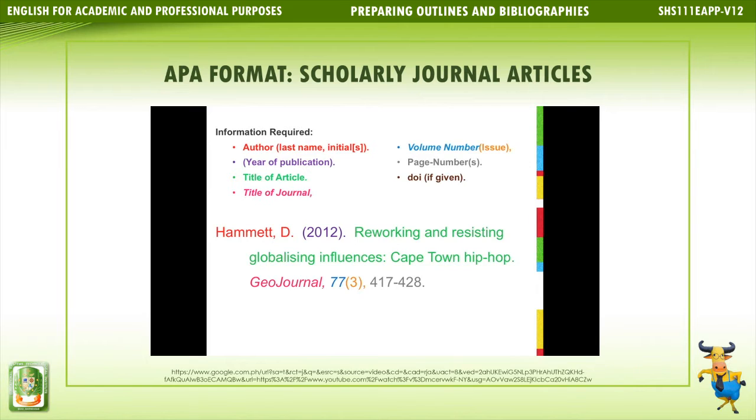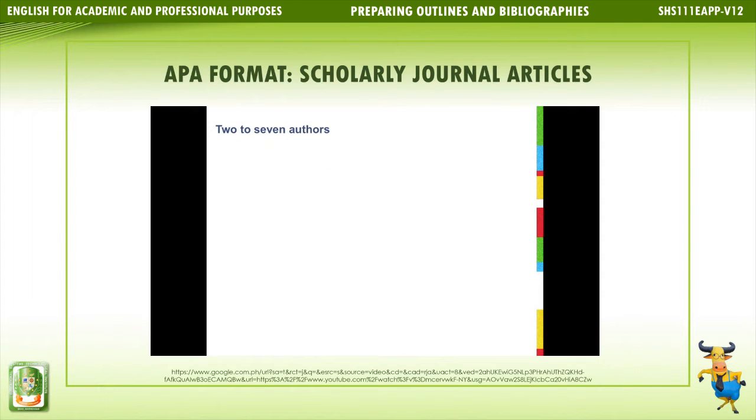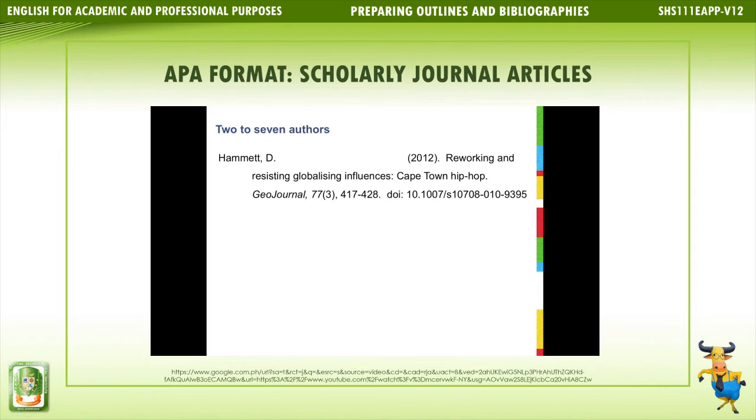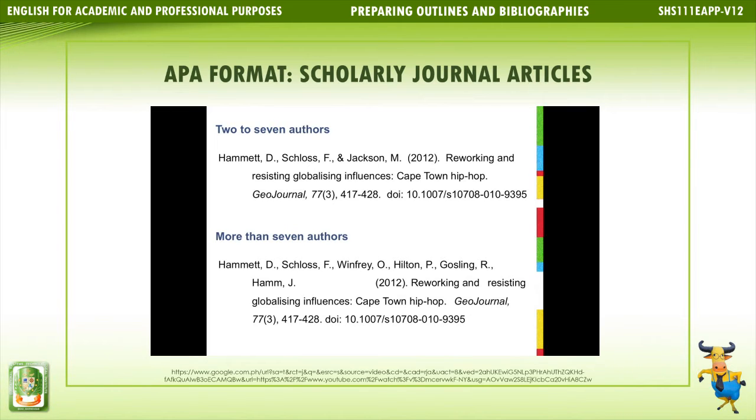The DOI stands for Digital Object Identifier. Include it at the end of your citation if given. This is your APA Scholarly Journal citation. For an article that lists between 2 to 7 authors, put a comma after each author's name and type an ampersand before the last author is listed. For more than 7 authors, enter the first 6 authors, comma, and ellipses, and then include the final author.